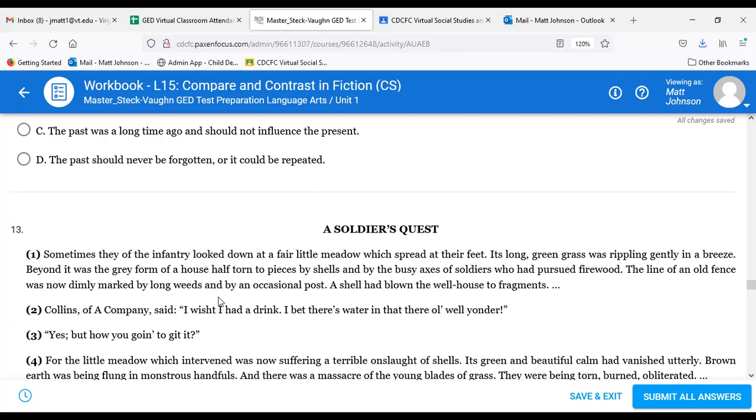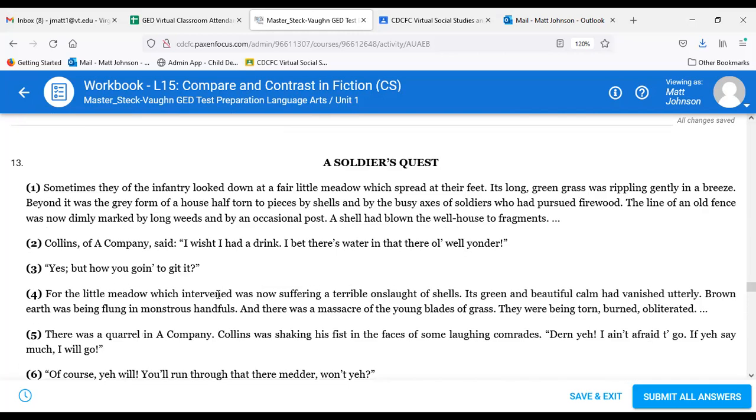Okay. I'll go ahead and read a couple and we'll switch off here. Number 2: Collins of A Company said, "I wished I had a drink. I bet there's water in that there old well yonder." And paragraph 3: "Yes, but how are you going to get it?" Grace, you want to take number 4?